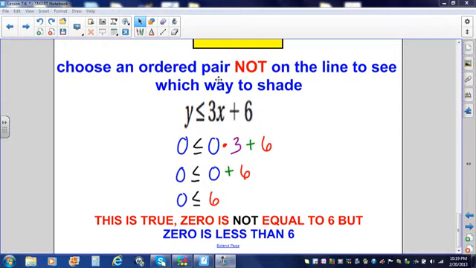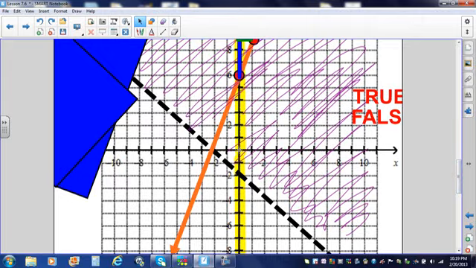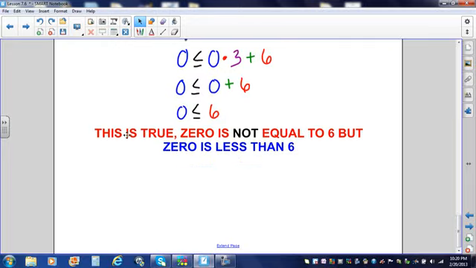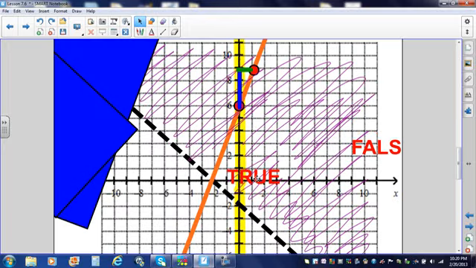Now I'm going to choose an ordered pair that is not on the line. The easiest one to pick would be 0, 0 because it is not on the orange line. Put in 0 for y and 0 for x. When you plug and chug, you get 0 is less than or equal to 6. This is true. 0 is not equal to 6, but 0 is less than 6. This is true. This would be our true side. This would be our false side.